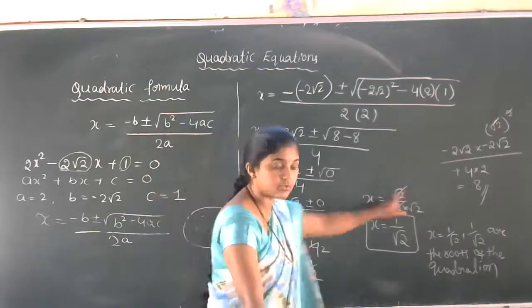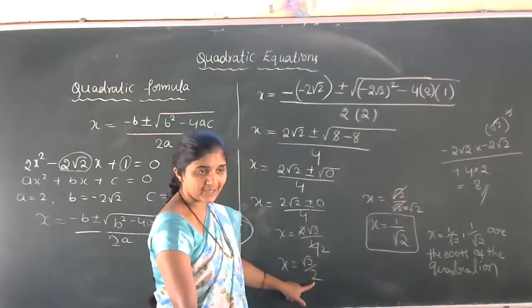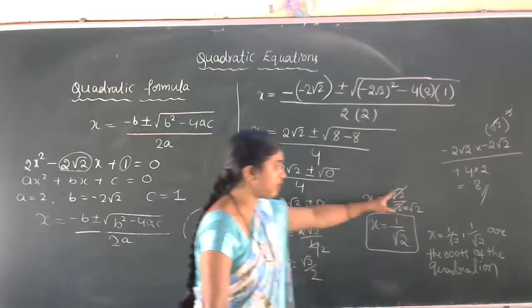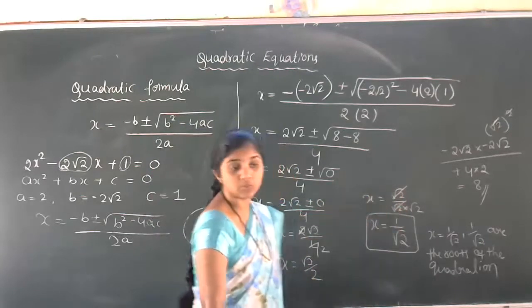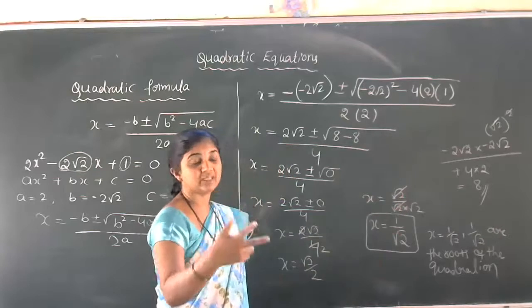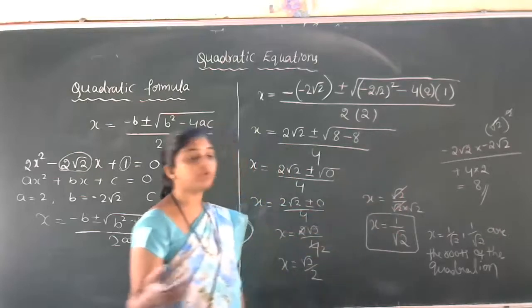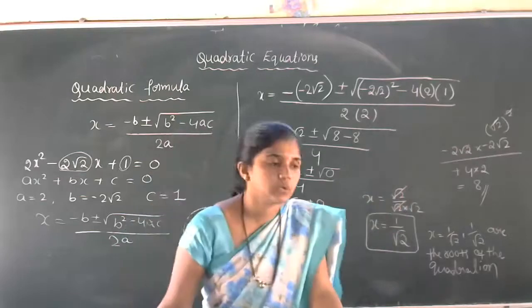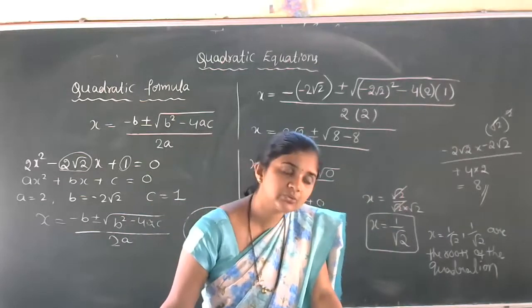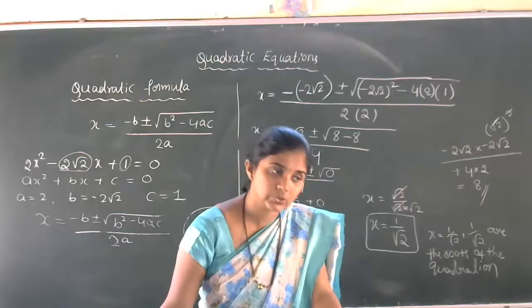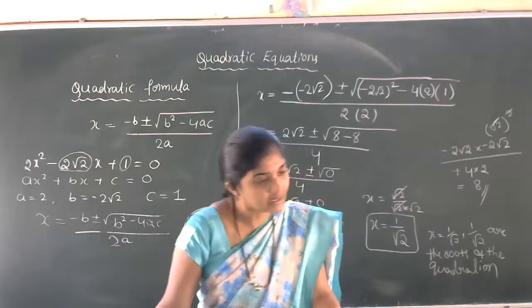Got the idea, no, students? You actually got root 2 by 2, but we have to write it in the form of root 2 divided by 2. Root 2 we can express in the form of root 2 into root 2. So root 2 gets cancelled. Therefore 1 by root 2 is the root. So 1 by root 2 and 1 by root 2 are the equal roots of the given quadratic equation.